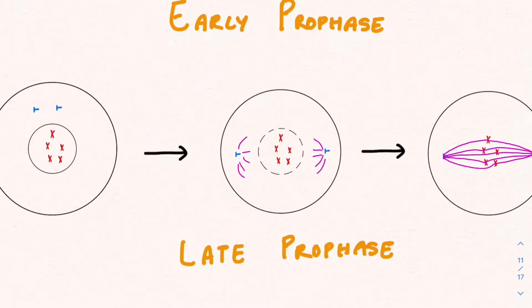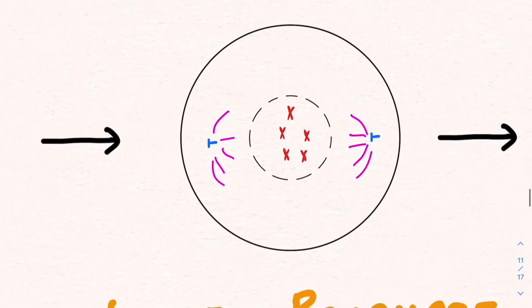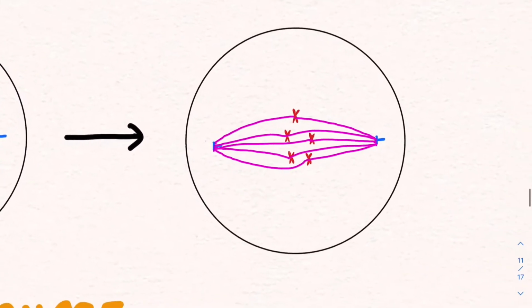In late prophase, the nuclear envelope disintegrates and the centrosomes will move to opposite poles of the cell. When they are at the opposite poles, they will start to form microtubules, which will then be used to form spindle fibers. These spindle fibers will then attach themselves to the centromere of the chromosome, as you can see here.